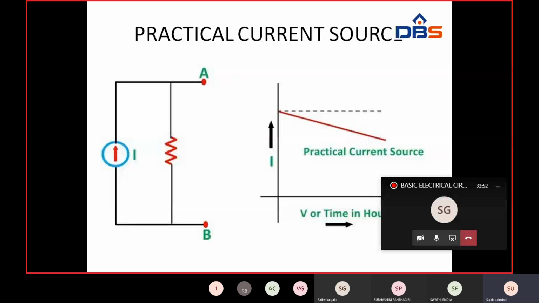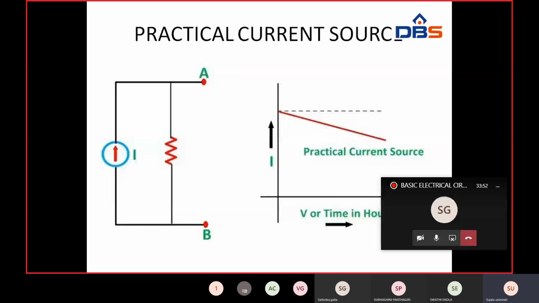And the next one is bilateral element and unilateral element. When the element direction changes, the direction of the current changes, but it is the same in either direction. That means the properties or characteristics are the same in either direction. If one element changes, then automatically the current direction changes, and then it is called a bilateral element.